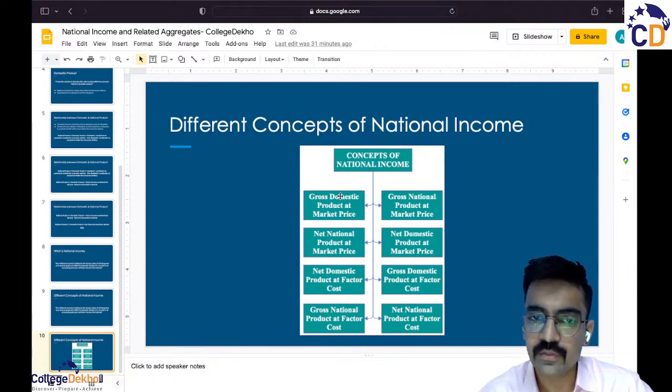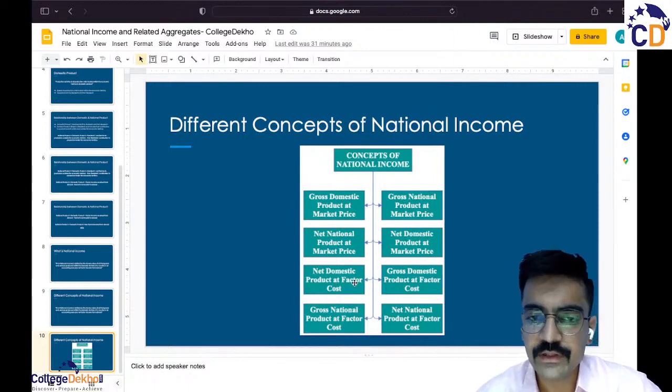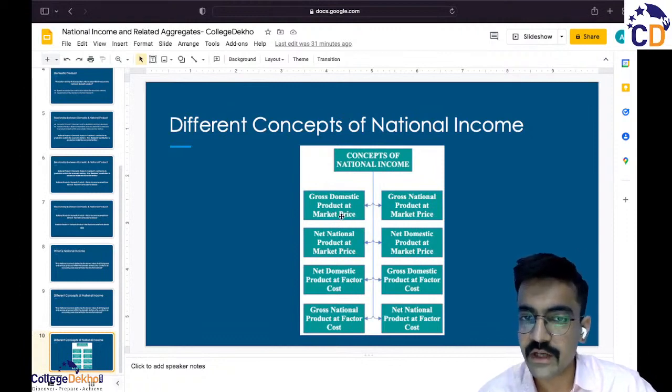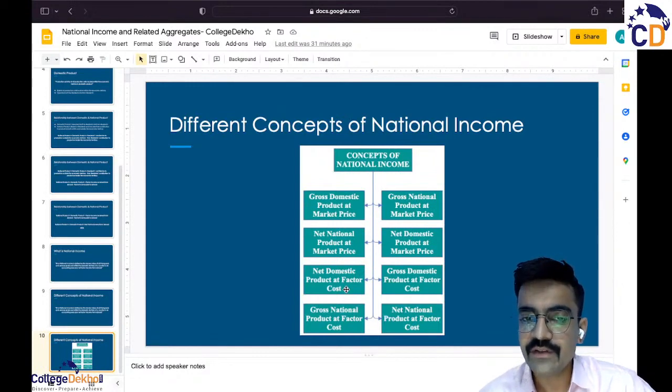It is bigger than the domestic product, and in the same way, the market price. The third distinction is the market price and the factor cost, right? So market price is the bigger one, and if you deduct subsidies from factor price and you add indirect taxes, you will arrive at the market price. So market price is equal to factor cost plus indirect taxes minus the subsidies, right?